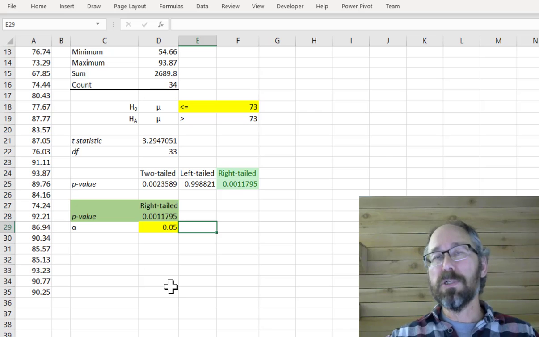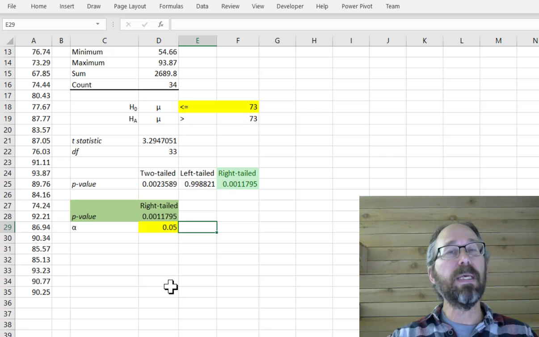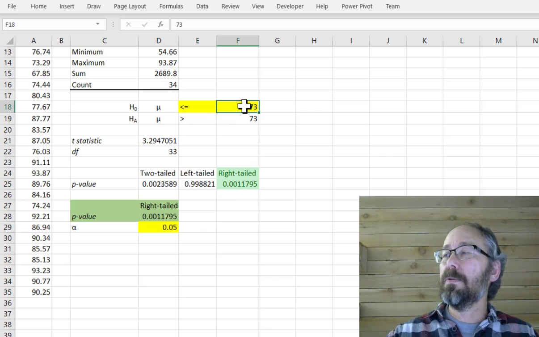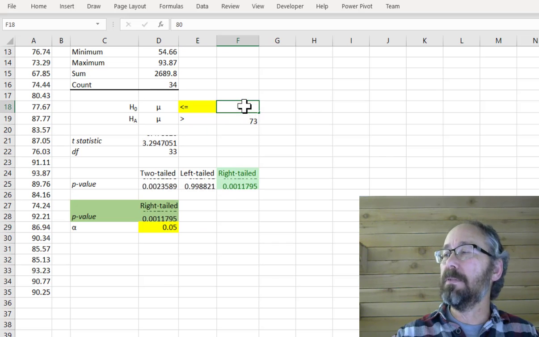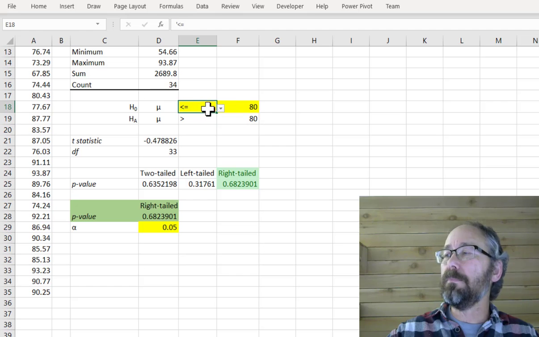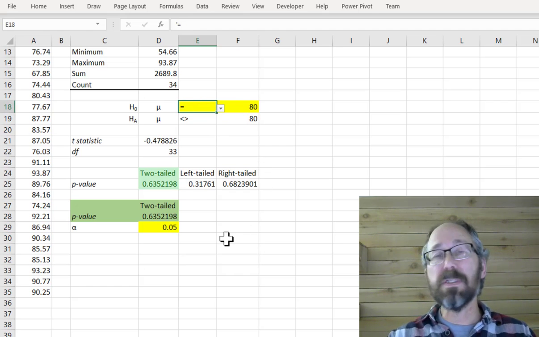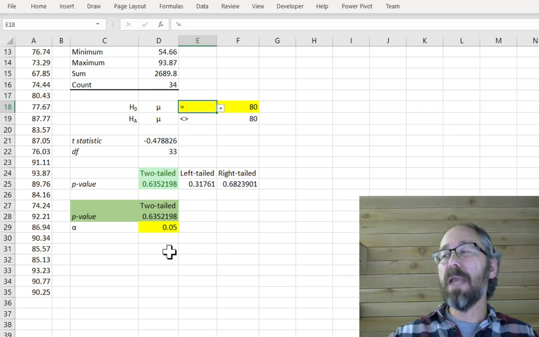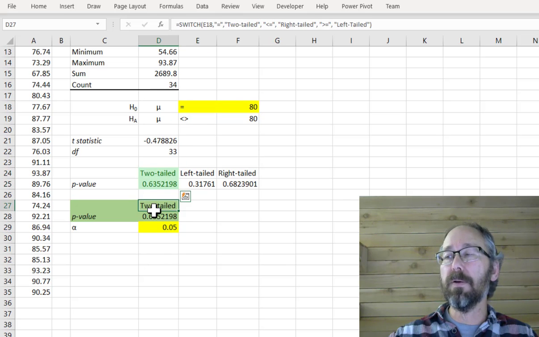Now, what if the university said that the mean for a class should be 80? So let's do a two-tailed test on this. And our null hypothesis is that the mean of the population equals 80. Our alternative is that the mean of the population does not equal 80. And we can come down here and we can look at our results for the two-tailed here and here.